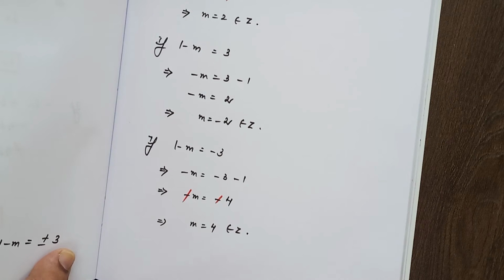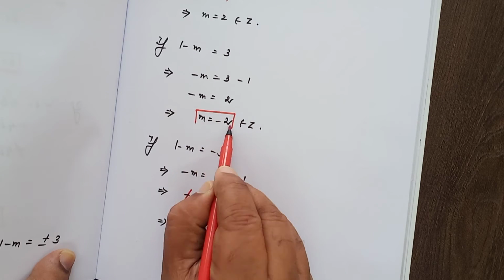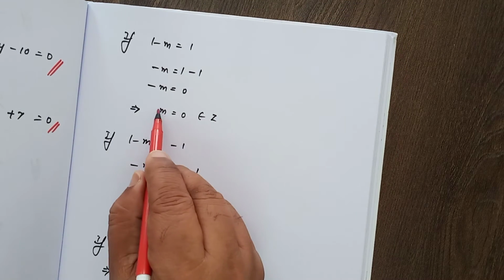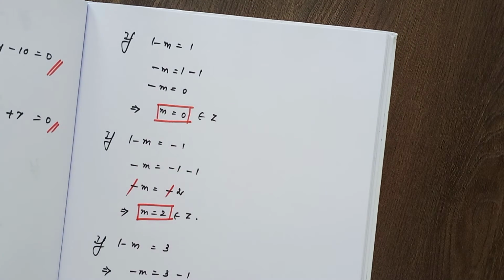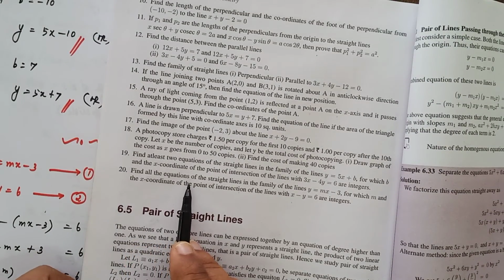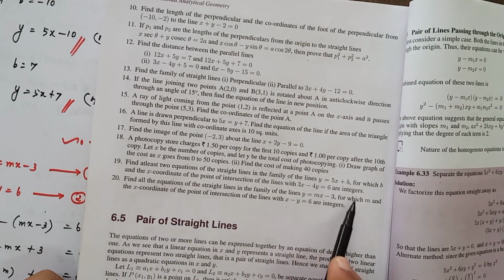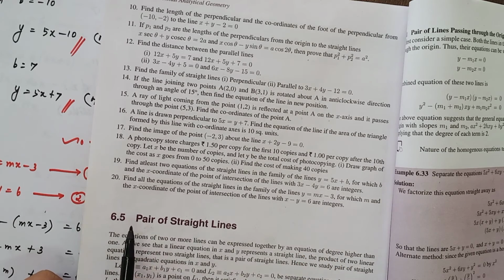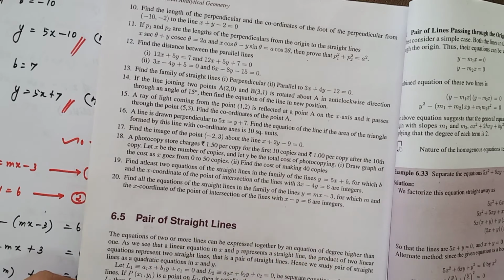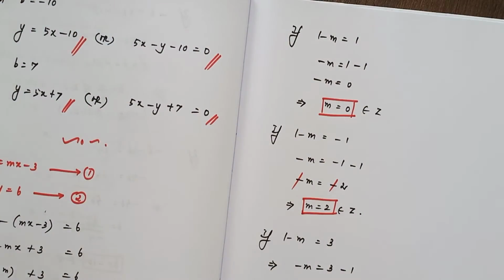So we have 4 values of m, so we have 4 equations: 0, 2, -2 and 4. Now look at that question here. Find all the equations of the straight lines in the family of the lines y = mx - 3. So we have 4 different values of m, so 4 different equations. We can take one by one.